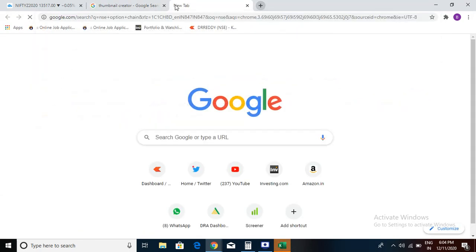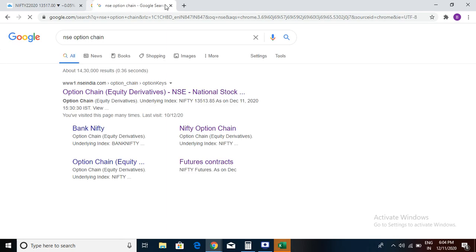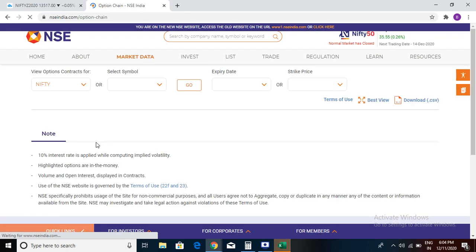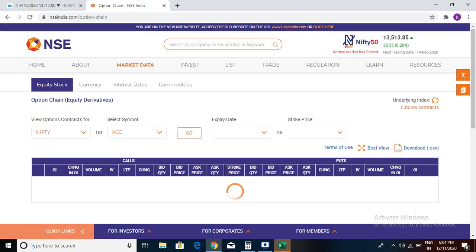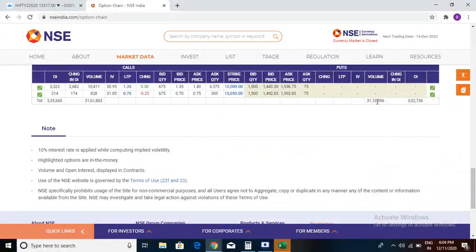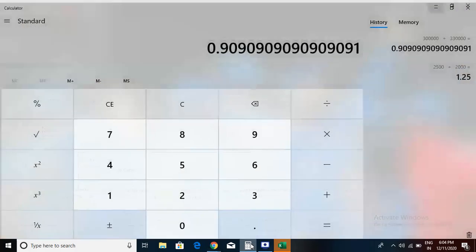Total puts divided by total calls. Okay. So we have to check total puts, meaning total open interest of put divided by total open interest of call. You can also do it on total volume on the put side and total volume on the call side. Okay, if you check any of the applications, they will show you a total PCR. Total PCR means total puts divided by total calls, of the total option chain.